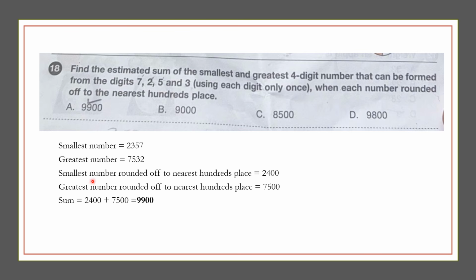Now let's round off the smallest number to the nearest 100. This is 2357. It is more than 50, so it will be 2400. Now let's round off the greatest number, 7532. 32 is less than 50, so it will be 7500. So 2400 plus 7500 is 9900. So our answer is option A, 9900.